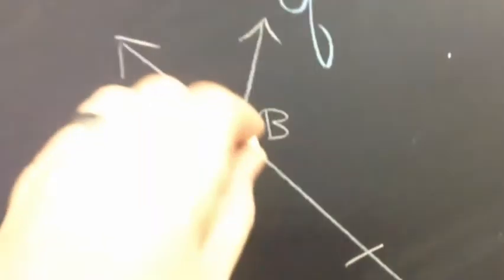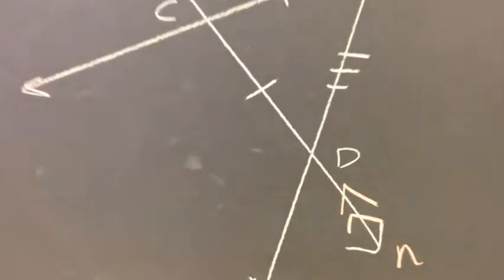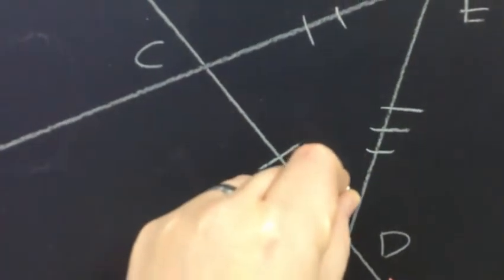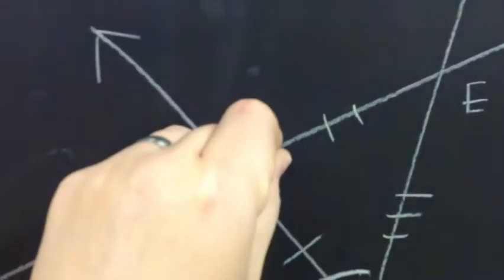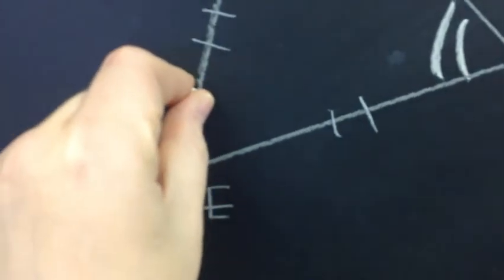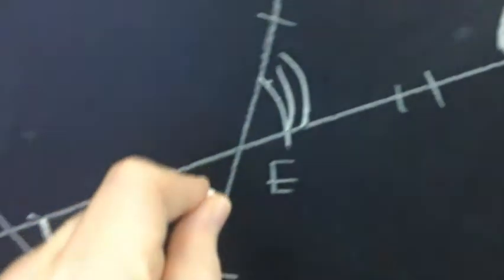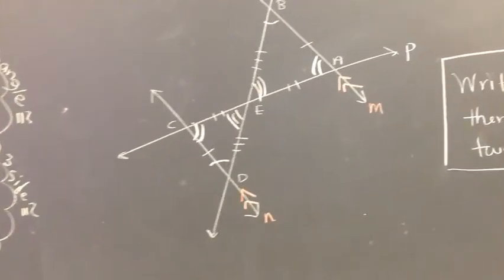And I know that this angle right here is congruent to this angle right here. I know that this angle right here is congruent to this angle right here. And then by the vertical angles theorem, I know that this angle is congruent to itself. All right, now we're ready for the congruence relation.